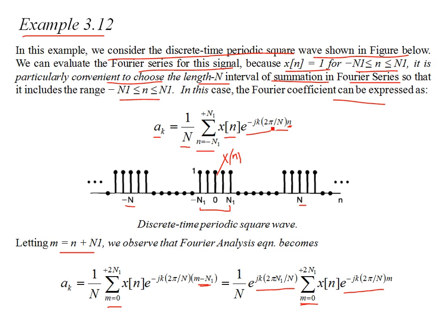Also, you can say the signal is even, so x of n is x of minus n. The implication that it has on the Fourier coefficients is that they are going to be real and symmetric. They're real, so that means a k is a k star. We have not seen any imaginary Fourier coefficient. So they are real and they are symmetric.